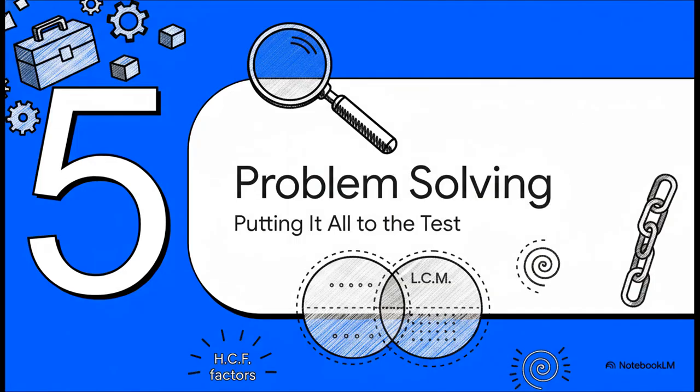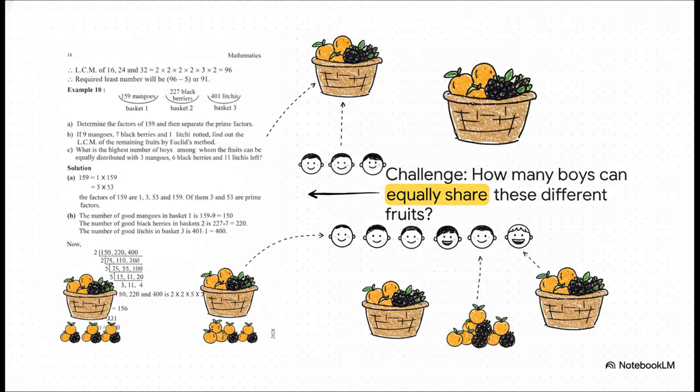All right, our toolkit is officially packed. We've got factors, multiples, HCF, LCM, the whole shebang. Now it's time to put on our detective hats and solve a real-world problem. Okay, here's our case. A fruit seller has these baskets of fruit, all with different amounts. The mission, should you choose to accept it, is to figure out the highest number of boys you can split all this fruit between so that every boy gets the same amount of each fruit and there's nothing left over.